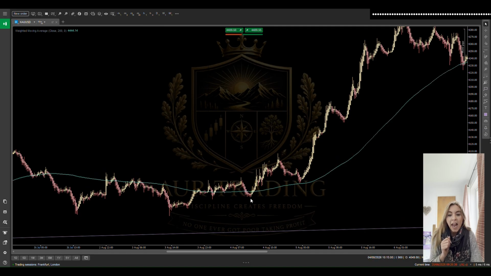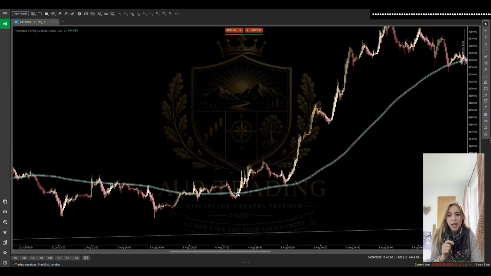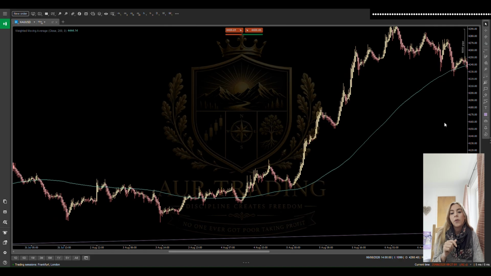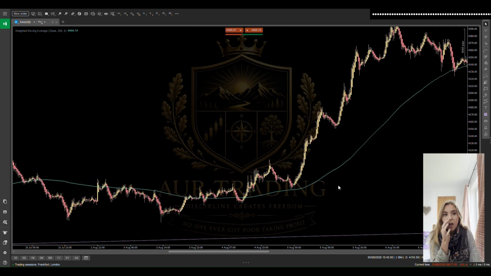Then it crossed our weighted moving average. So again, right, it's crossed it. You can wait for a retest, so you can think, right, it's crossed it. It's going up. I'm going to wait for it to come back down. It came back down and retested here. Then look at that. It went all the way up. So go on TradingView and have a trial with how you want to trade this strategy.